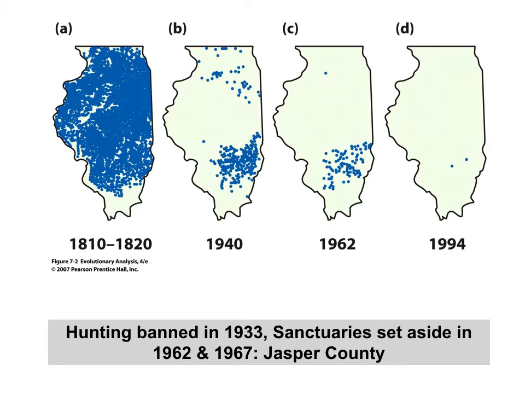But we can also look at it and say, okay, in 1933 we banned hunting. Obviously, there was more going on contributing to the population decline than just pressure from human hunting, because that did not seem to cure the rapid decline of the prairie chickens.